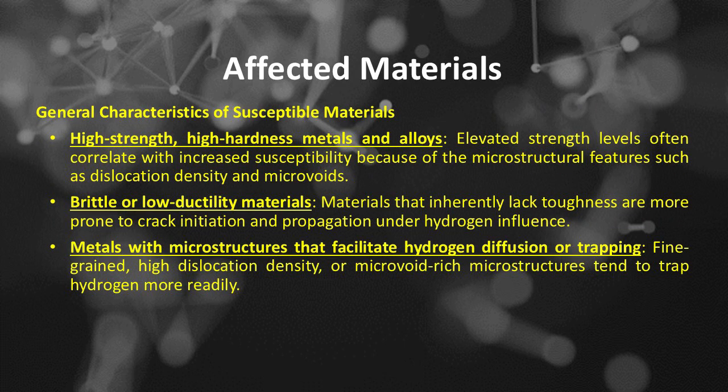General characteristics of susceptible materials include high strength, high hardness metals and alloys. Elevated strength levels often correlate with increased susceptibility because of microstructural features such as dislocation density and microvoids. Brittle or low ductility materials: materials that inherently lack toughness are more prone to crack initiation and propagation under hydrogen influence. Metals with microstructures that facilitate hydrogen diffusion or trapping: fine-grained, high dislocation density, or microvoid-rich microstructures tend to trap hydrogen more readily.